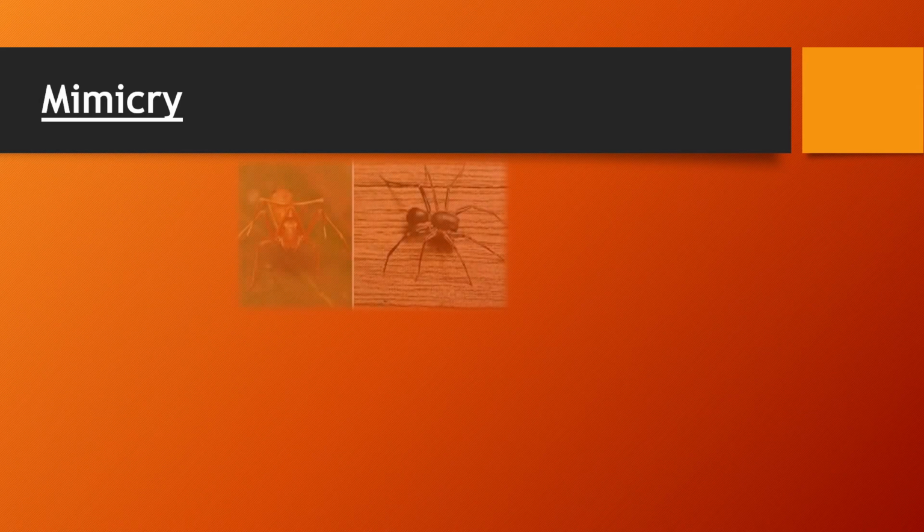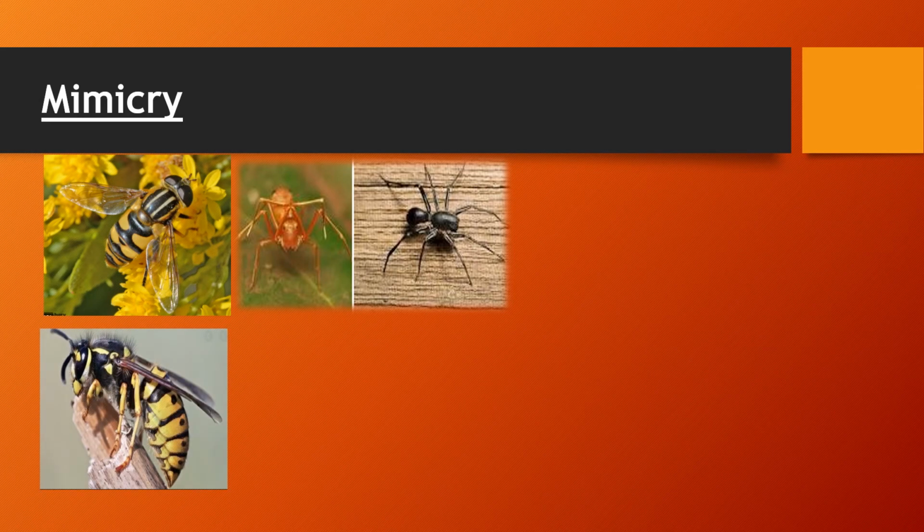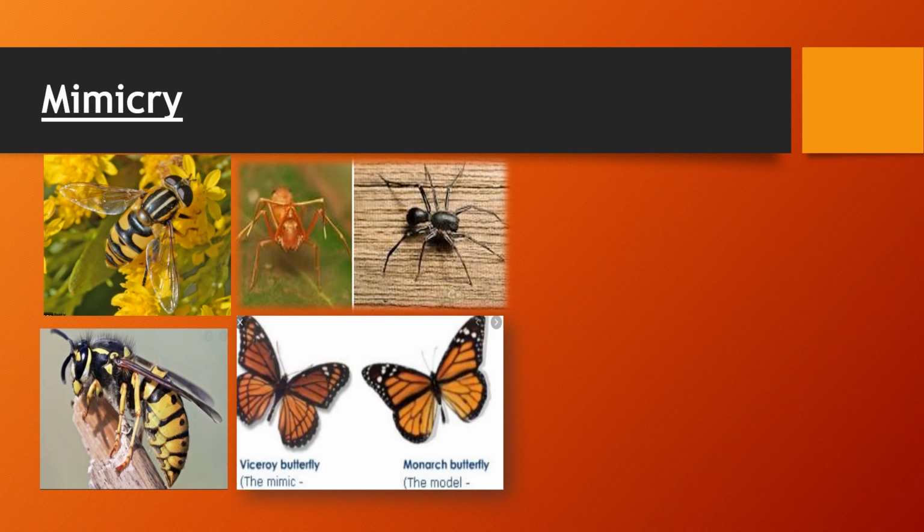Mimicry. There are many examples of animals which have evolved to look almost identical to another animal. There are spiders which look like ants, flies that look like wasps, harmless butterflies which look like poisonous butterflies, and many more. We can call this mimicry, and usually one animal is considered to be the model and the other animal to be the mimic.